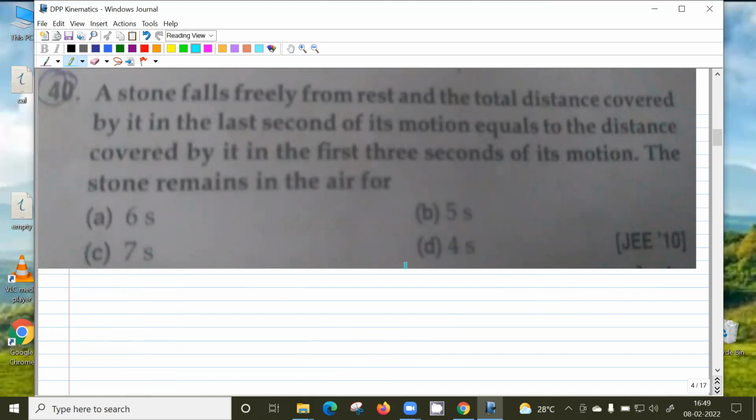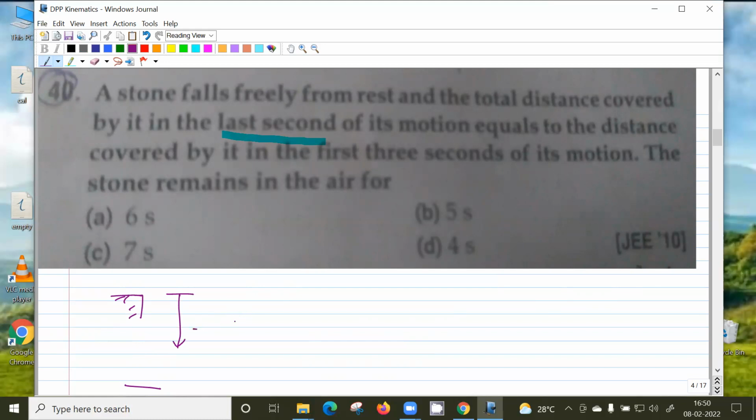Okay, this is also a simple one. A stone falls freely from a height, and the total distance covered in the last second of the motion equals the distance covered in the first 3 seconds. So first thing, you have to draw the figure. First 3 seconds distance will be 9 essentially. So he's dropping from a height.